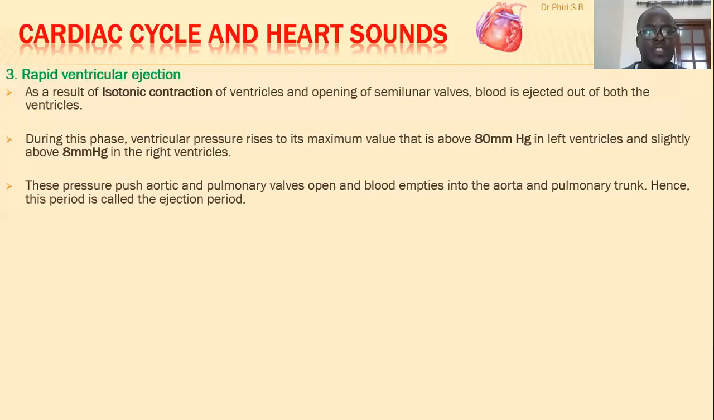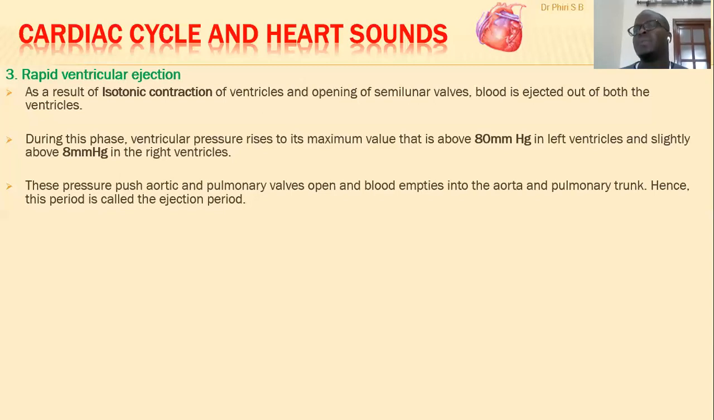So during this phase, the ventricular pressure rises to its maximum value, that is above 80 millimeter of mercury in the left ventricle and slightly above 8 millimeter of mercury in the right ventricle. So as the ventricles are contracting, the ventricular pressure is increasing. When you're looking at the left ventricle, the pressure will rise above 80 millimeter of mercury.